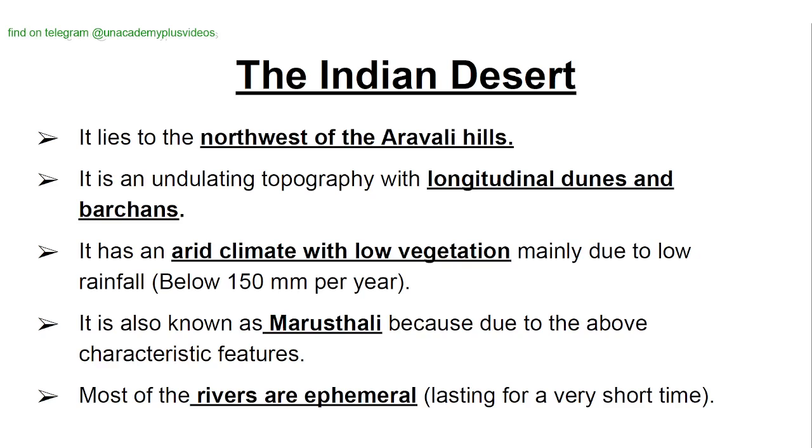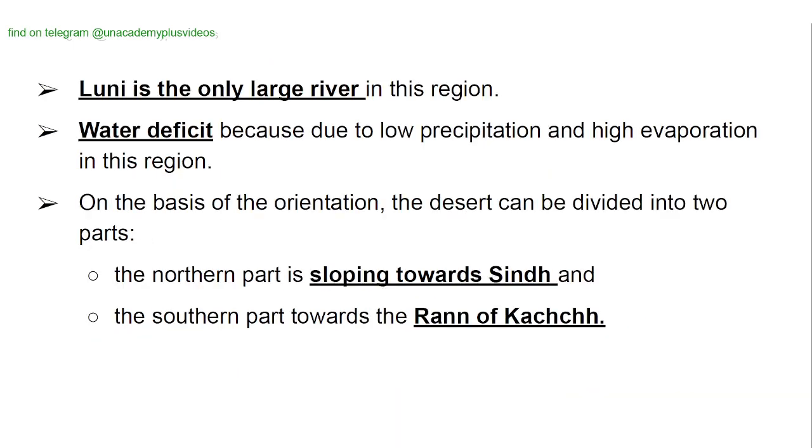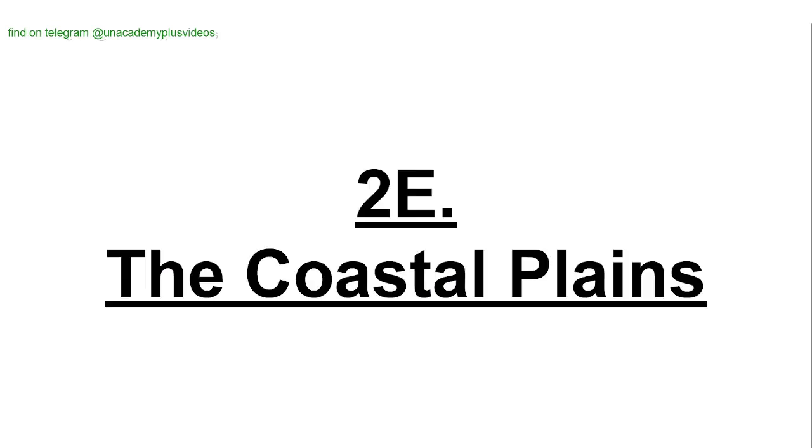Most of the rivers are ephemeral, lasting for a very short time. Luni is the only large river in this region. There is a water deficit due to low precipitation and high evaporation in this region. On the basis of orientation, the desert can be divided into two parts. The northern part is sloping towards Sindh and the southern part towards the Rann of Kutch.